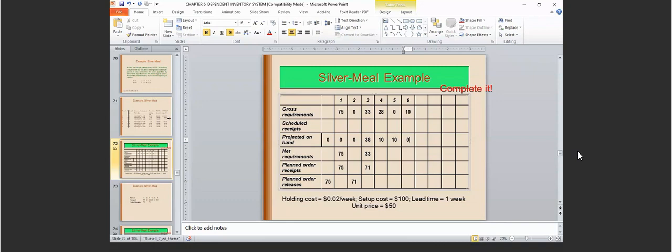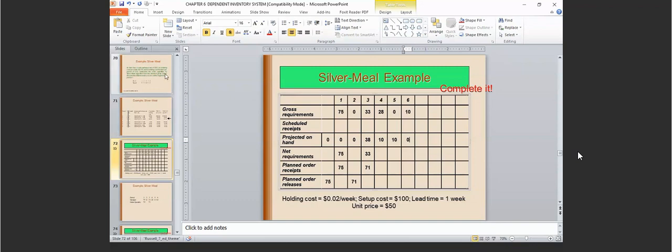So any question for the silver meal algorithm technique, lot sizing technique, before we proceed to the next lot sizing technique, heuristic least cost? Okay, can you understand how to do it? It's actually simple. Okay, let me repeat once again.